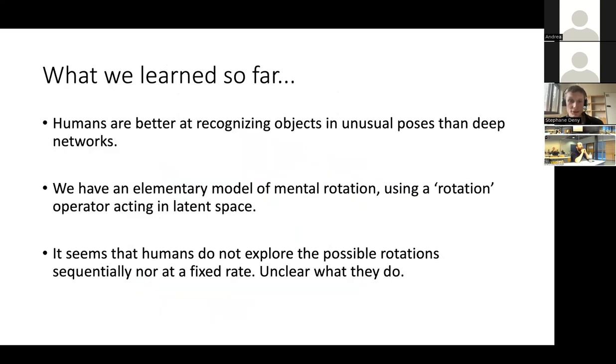So this is to be continued, but this is what we learned so far. We learned that humans are better at recognizing objects in unusual poses than deep networks. We have an elementary model of mental rotation that uses a rotation operator acting in latent space. We don't know if that is what the brain is doing, but at least we have a model. And we have some evidence already that humans do not just explore all the possible rotations sequentially, nor even at a fixed rate. It's unclear what they do, but we know that they don't follow the simplistic explanations that were given at the time when Shepard and Metzler showed the mental rotation reaction times.